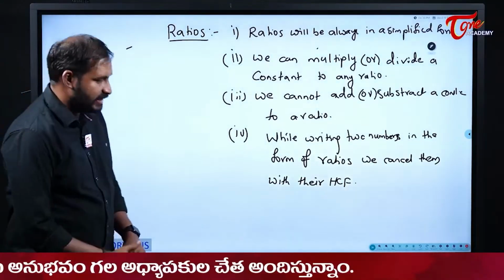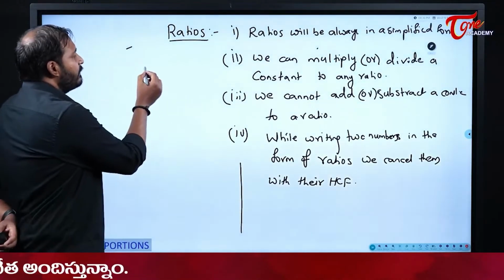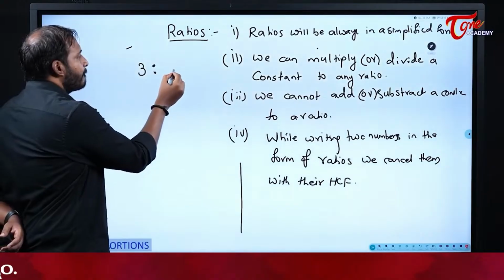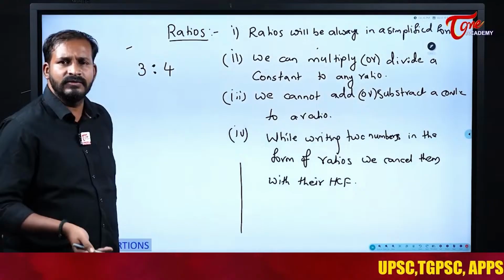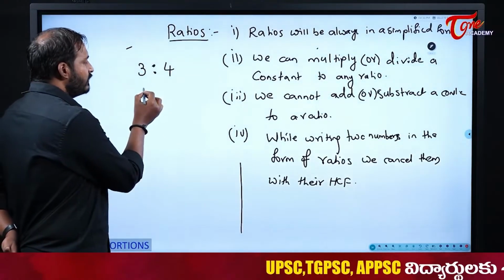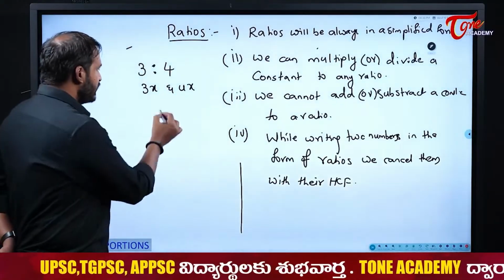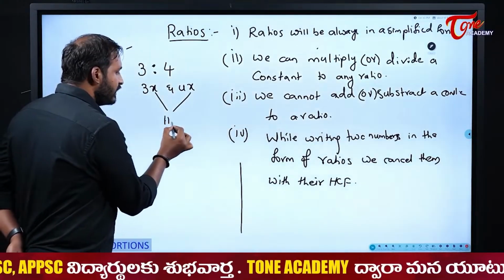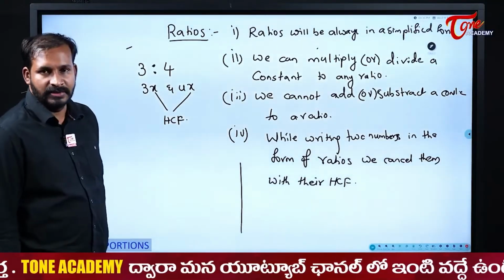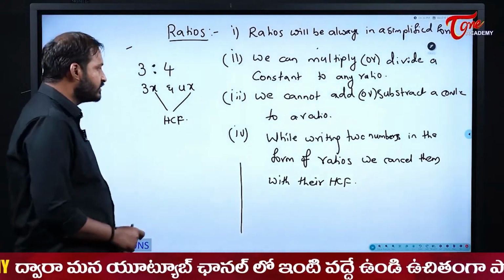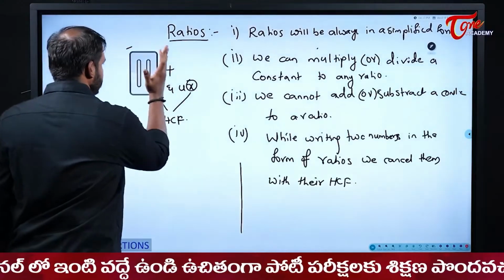Next, if you observe carefully, if any two numbers are in the ratio of 3:4, generally what we will do is write them as 3x and 4x. We will consider them as 3x and 4x. If you observe carefully, this x is nothing but the HCF of these two numbers. Understood? So this x is the HCF.